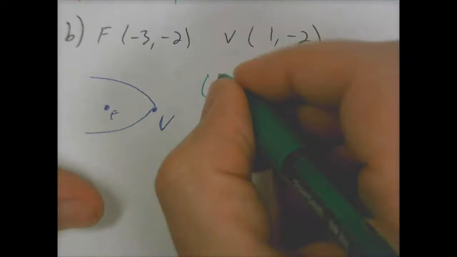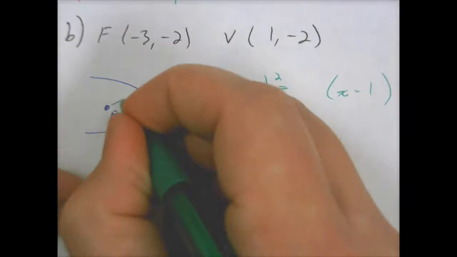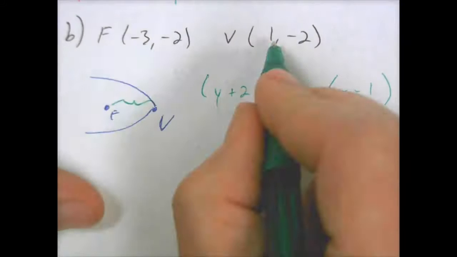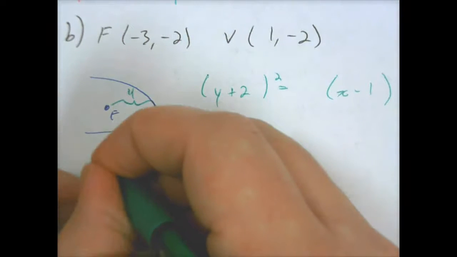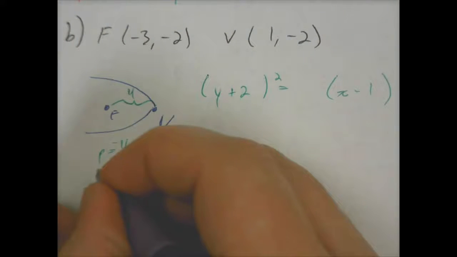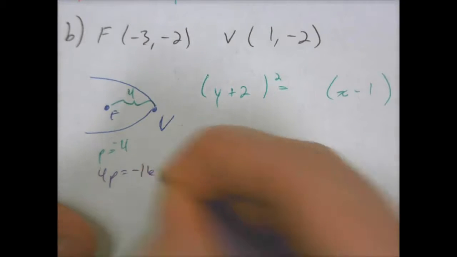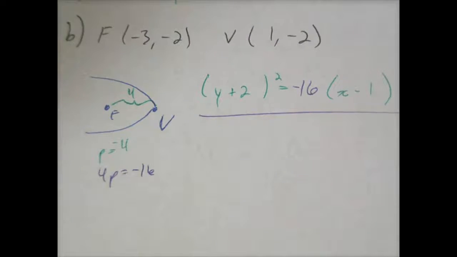Since I know my vertex, I can say (y plus 2) and (x minus 1), and then I know the distance here from negative 3 to 1 is 4 units, and it's actually again going to be negative since it is opening to the left in the negative direction, which would mean 4p is negative 16. So I have negative 16. There's my equation. Good to go.